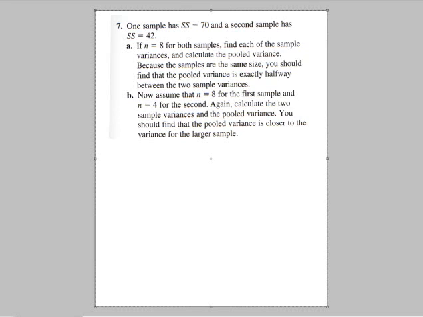So the problem states we've got one sample where the SS is 70 and the second sample has an SS of 42. In Part A, if n equals 8 for both samples, find each of the sample variances and calculate the pooled variance. Because the samples are the same size, you should find that the pooled variance is exactly halfway between the two sample variances. Well, let's take a look and see if that's the case.